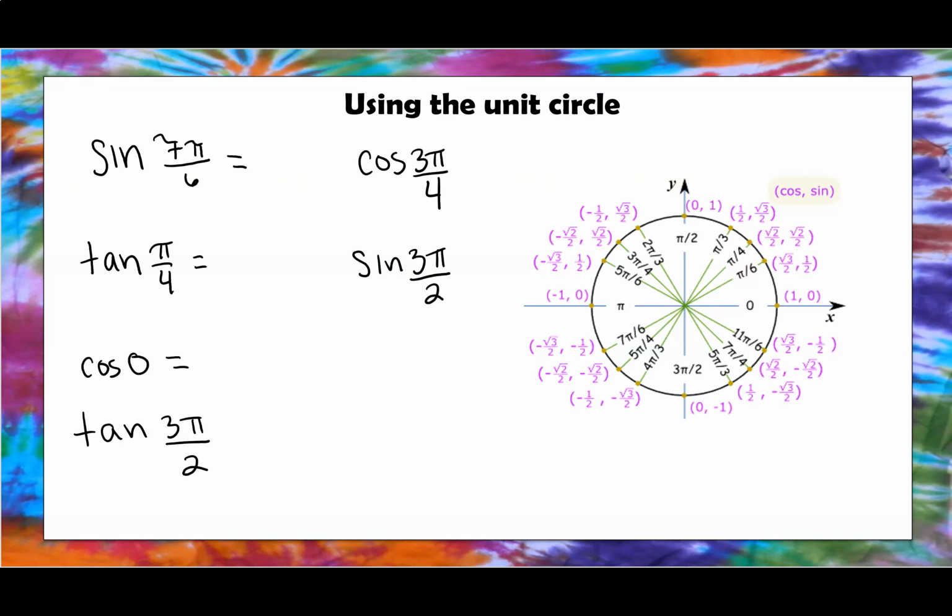I'd say if you're feeling okay about this, go ahead and pause the video and then check your answers with mine. If you're not, I just want to remind you, as I kind of did already, that the first coordinate is going to be cosine and the second coordinate is going to be sine. We remember that from our review video. So if I'm going to find the sine of 7 pi over 6, let's find 7 pi over 6. It's right here. So I know cosine is the first coordinate and sine is the second. So I know my answer is going to be -1/2.